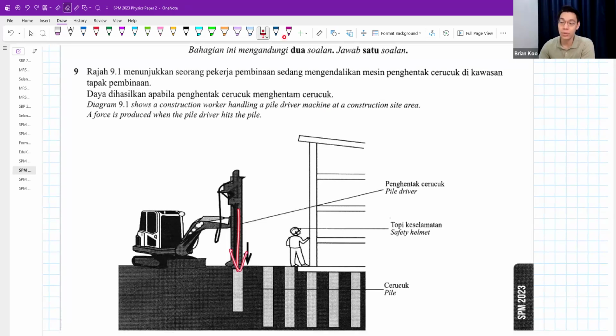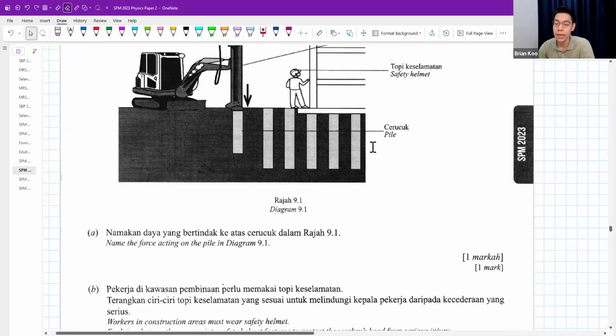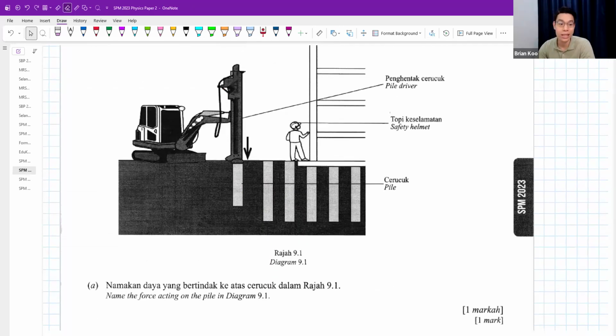Usually we do this because we want to build very tall buildings. Yeah, and then we need a very strong foundation in the ground. So it will hit, it will go into the ground. Okay, name the force acting on the pile in diagram 9.1. Impulsive force. When you hit, it's impulsive force, right?